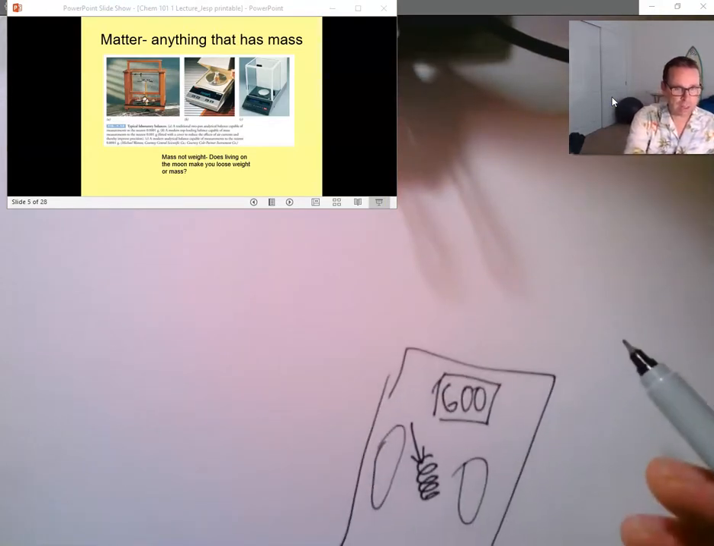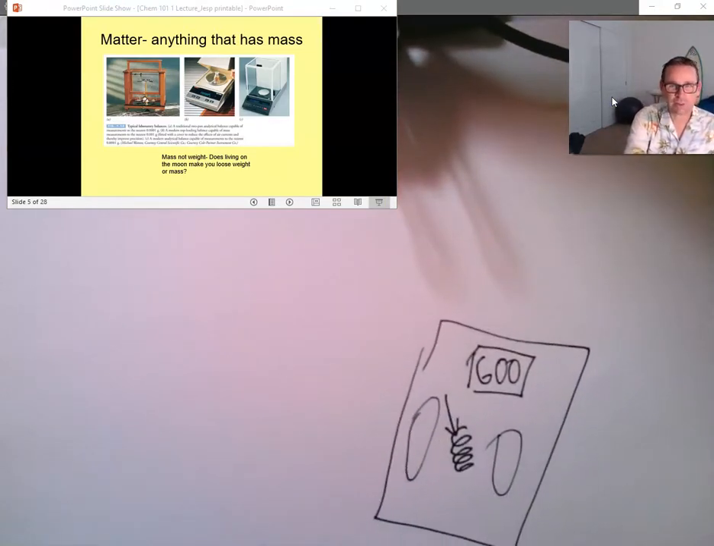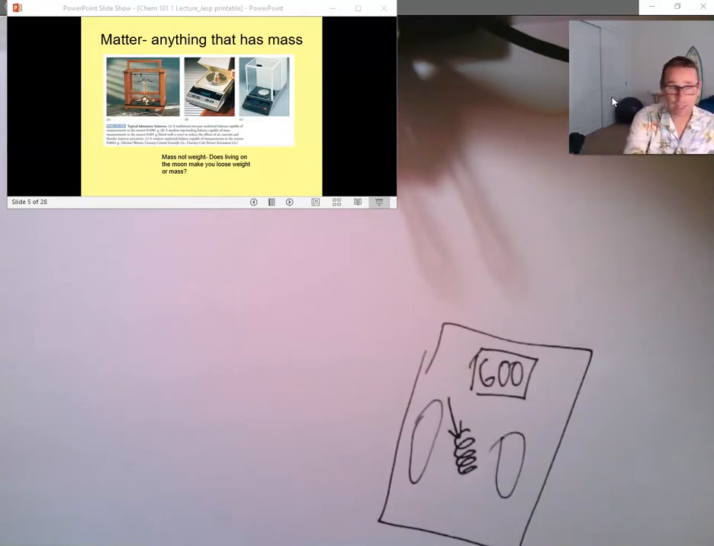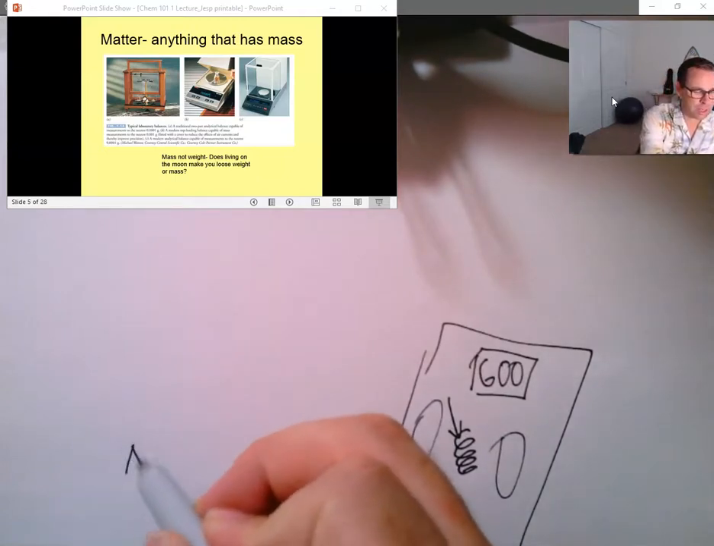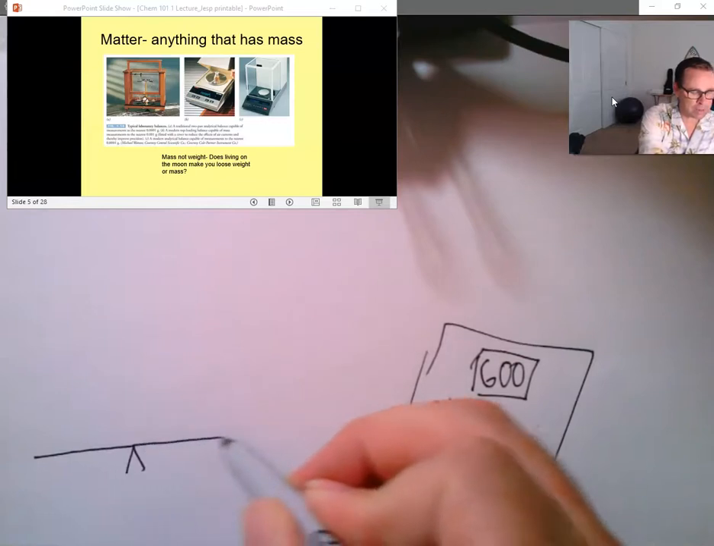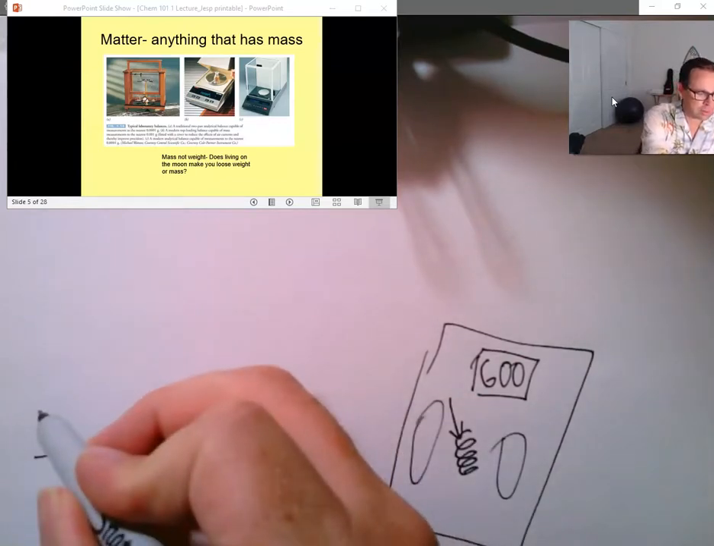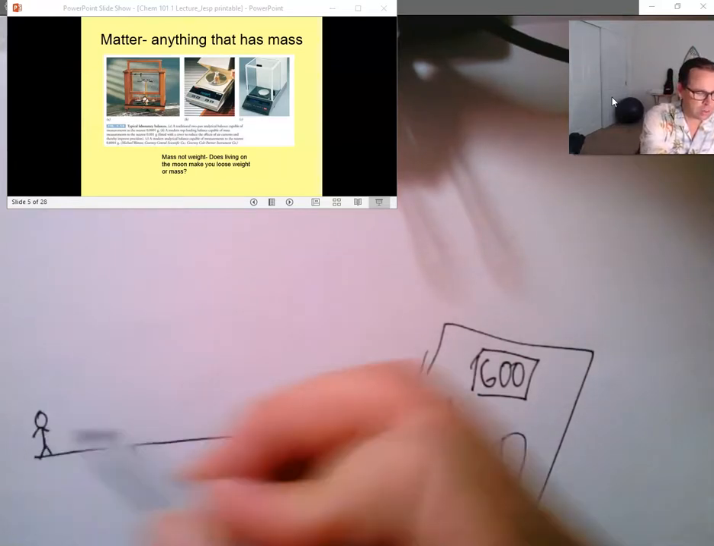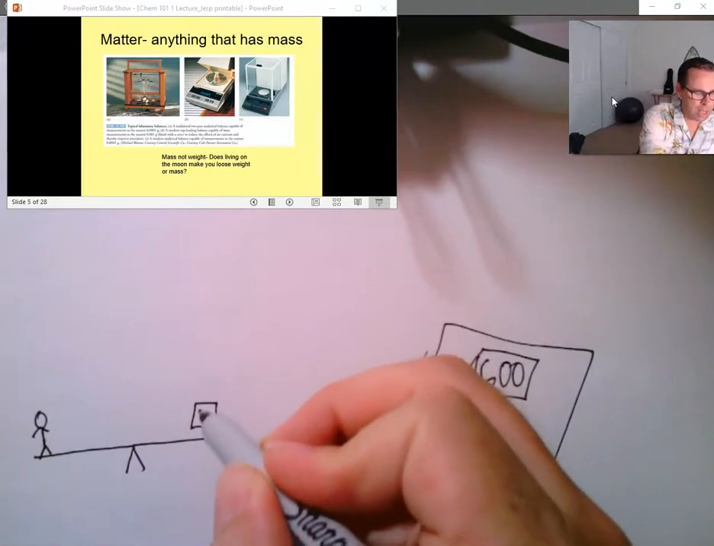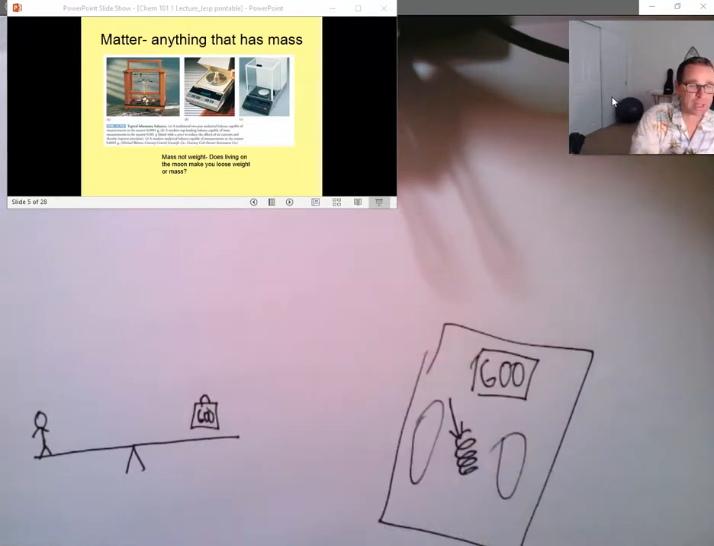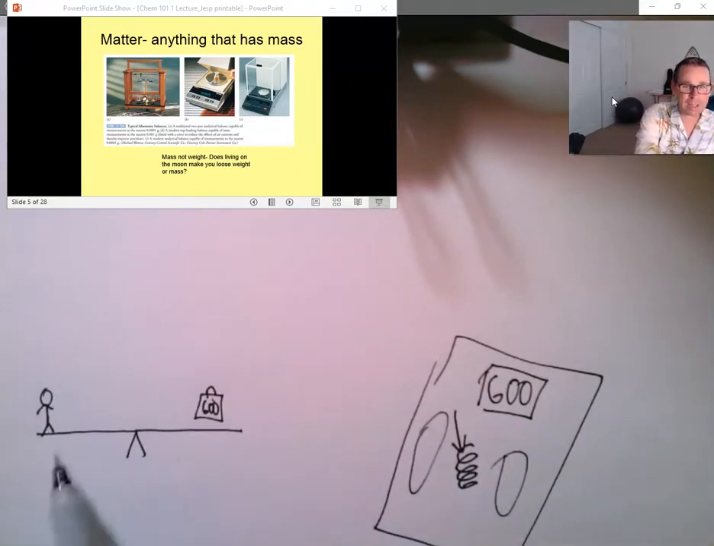Now, if I wanted to find my mass, I would not use a scale, but I would use what we call a balance. On a balance, I would stand on one side here, and I would have a 600-pound mass on the other, and this would be balanced if I had a mass of 600 pounds.